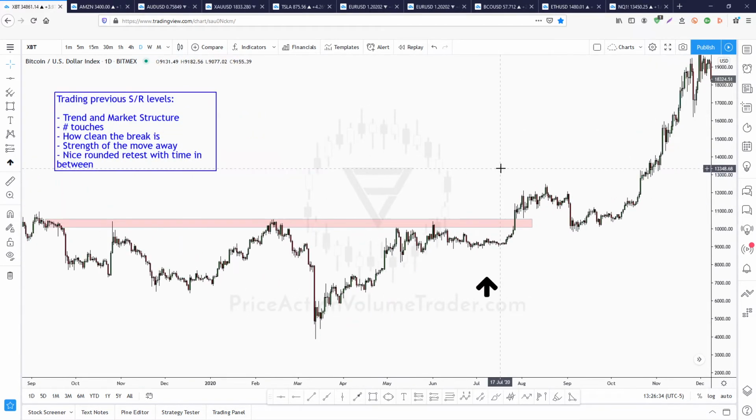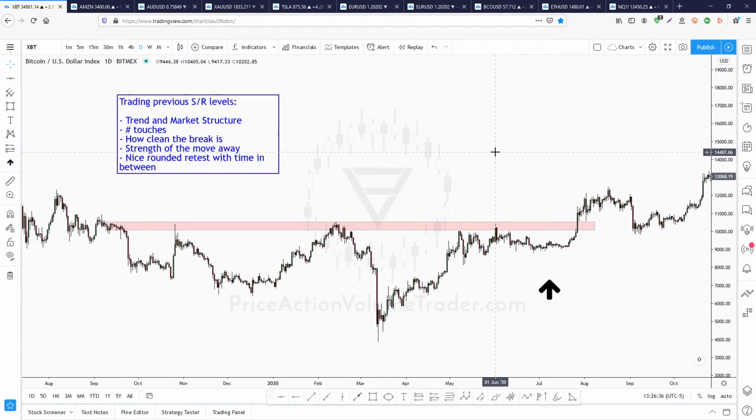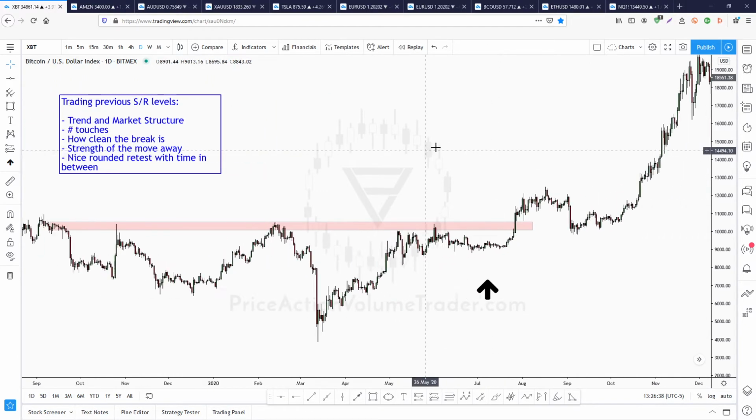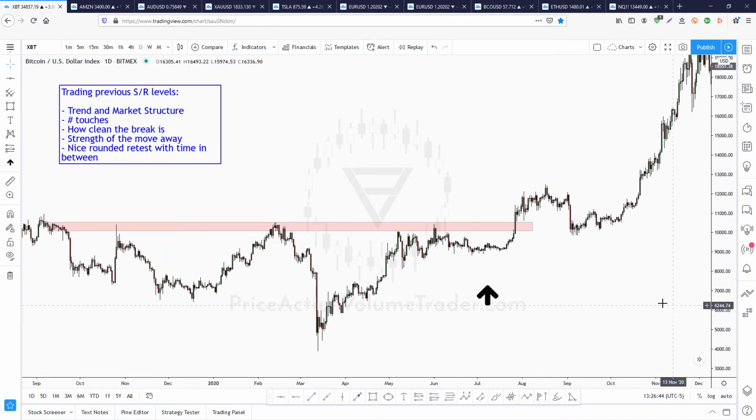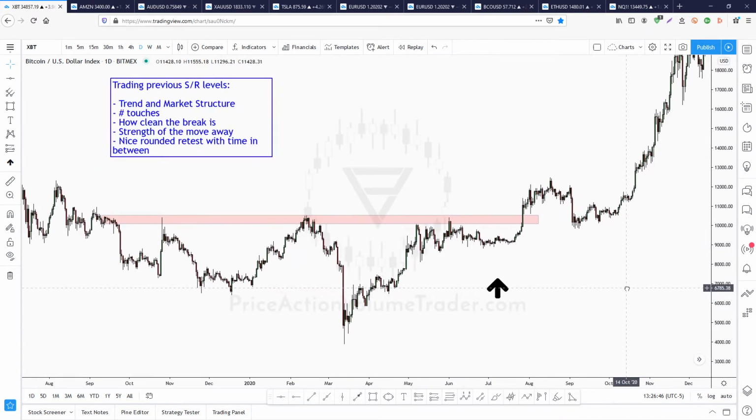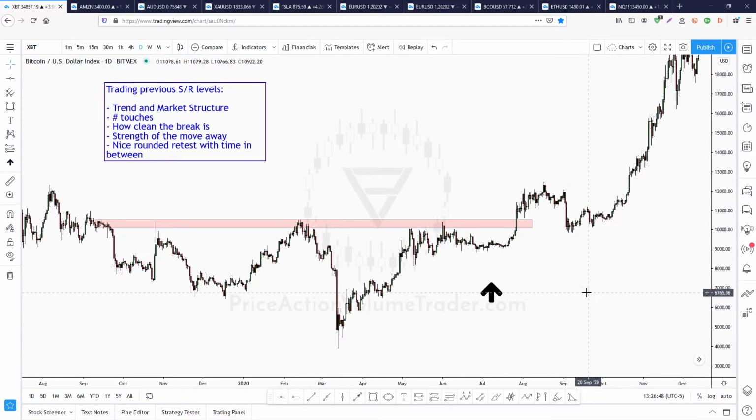And I'm going to go over this too, how we're going to put our stops in this and why these levels are so efficient in terms of looking for good risk reward trades.